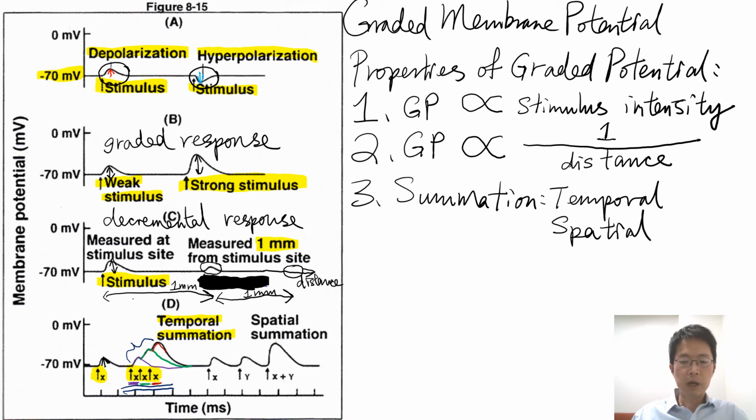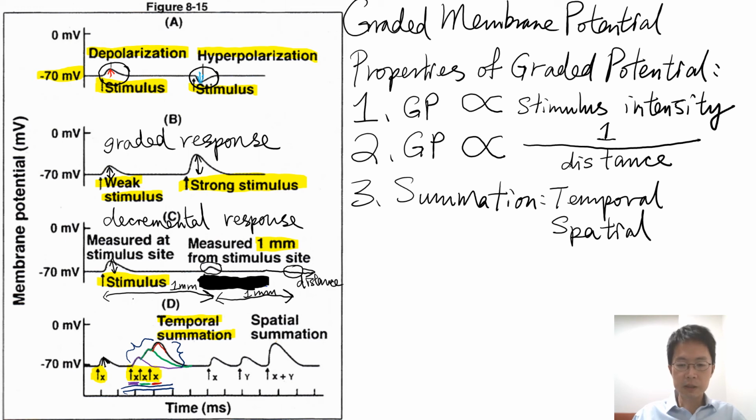And when you give three stimulations of the same intensity, they all have the same intensity X, but we stimulate them with a very short interval, then the graded potentials can build on each other so that you get one gigantic graded potential. This is what we call temporal summation.